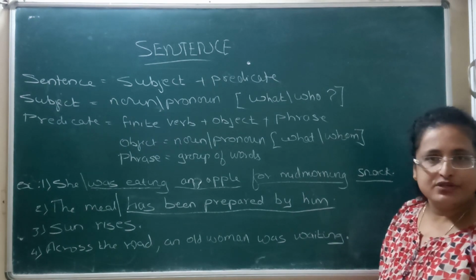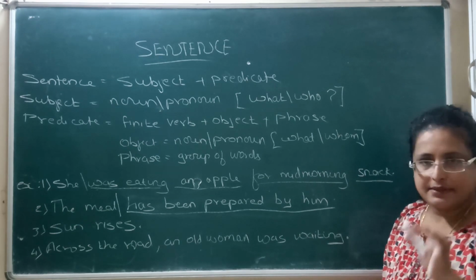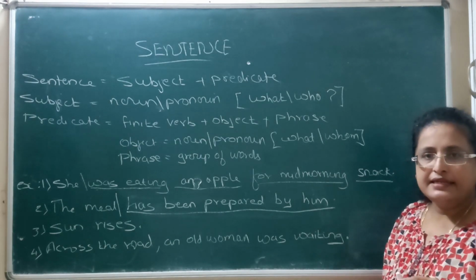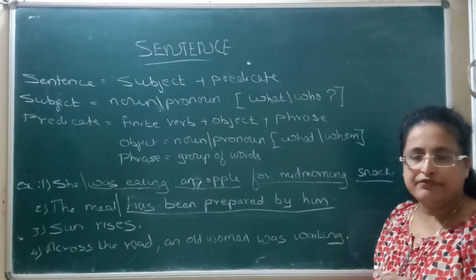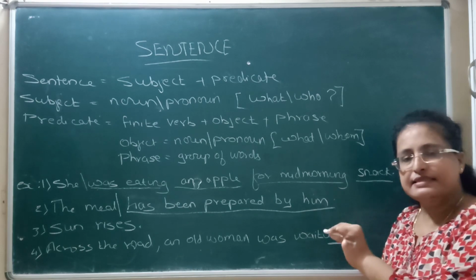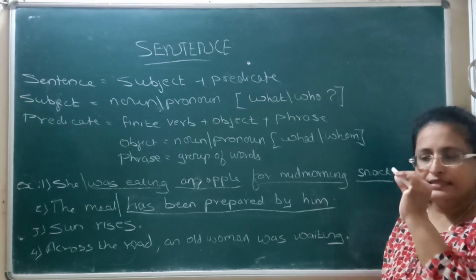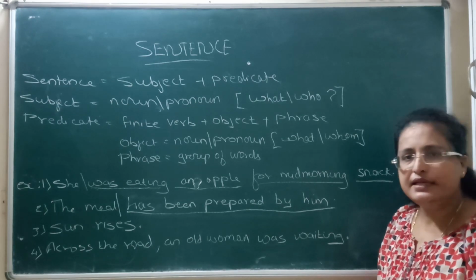Is it easy, children? Right. So you understood the technique to identify the subject and predicate. Predicate हमेशा finite verb से start होता है. तो finite verb को identify करो और उधर से जो भी part of the sentence is there, that is the predicate. And just finite verb के पहले जो noun या pronoun रहेगा, that will be the subject.